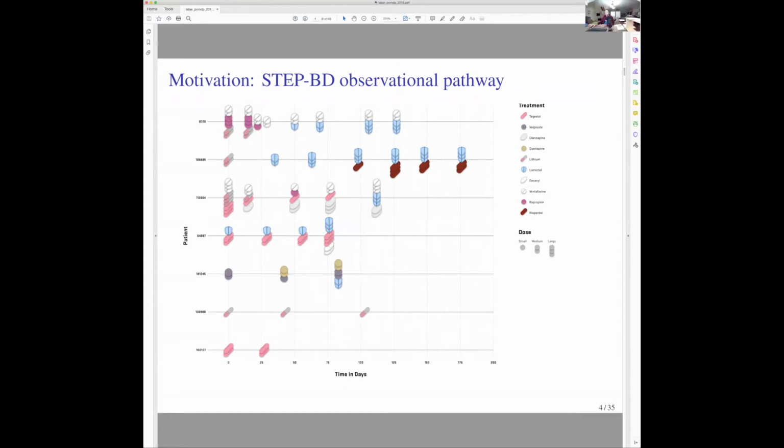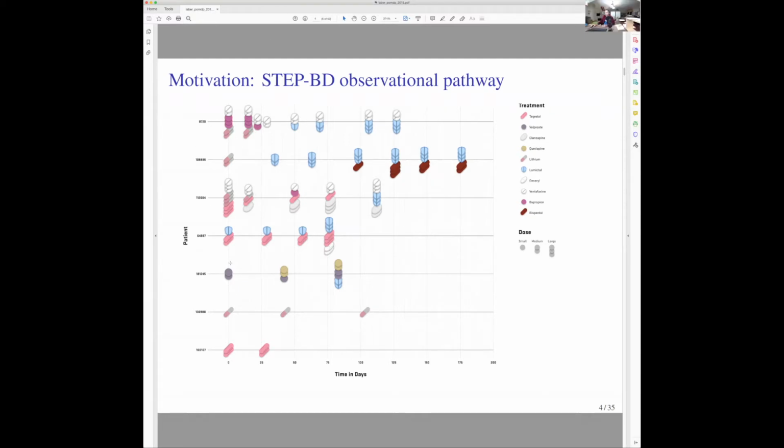So this is STEP-BD. This was a study of bipolar disorder. It had both a randomized pathway and an observational one. So I'm going to focus on the observational pathway. And our goal here is to generate new knowledge about how we should be treating patients with bipolar disorder. And you can see from the picture that this is a complicated study. So on the x-axis here is time in days. We've lined everybody up from enrollment, so everybody's aligned to the left. And each row here is a patient.